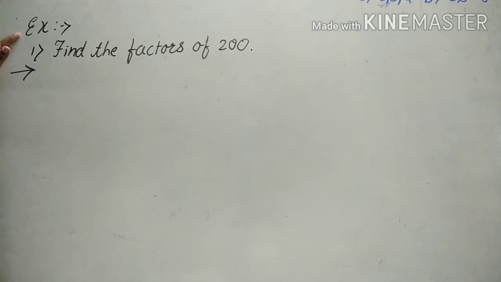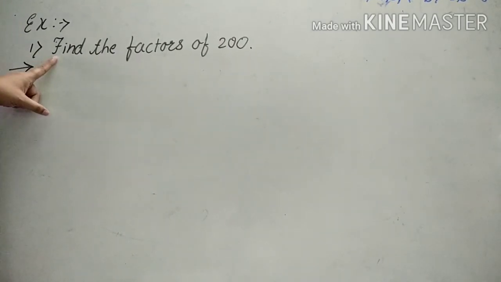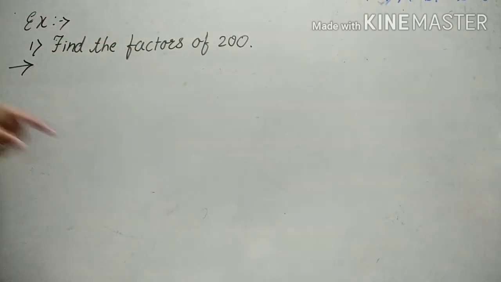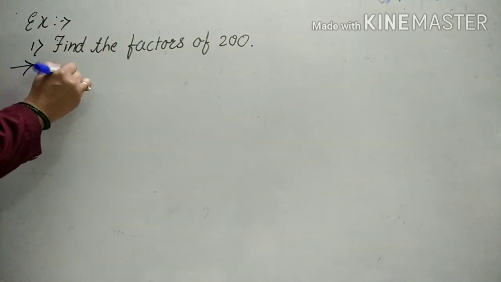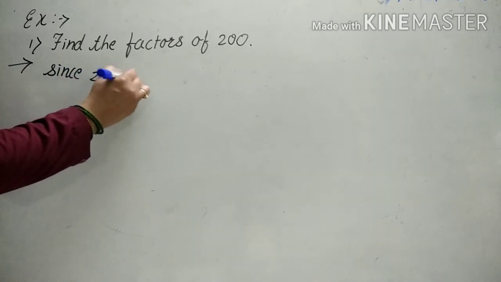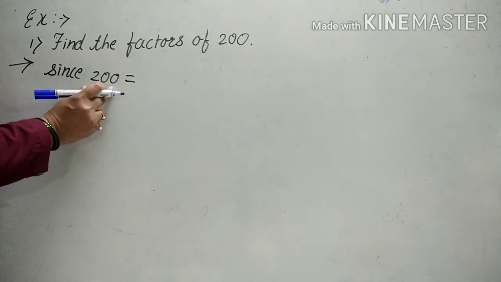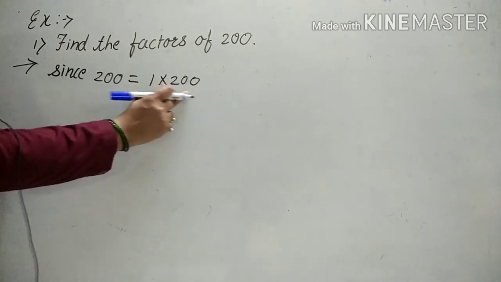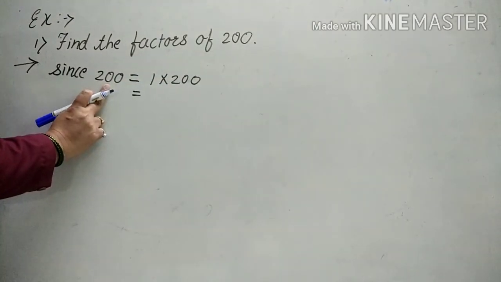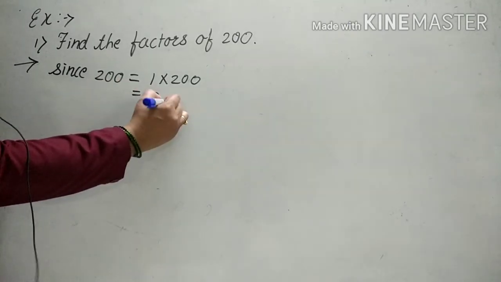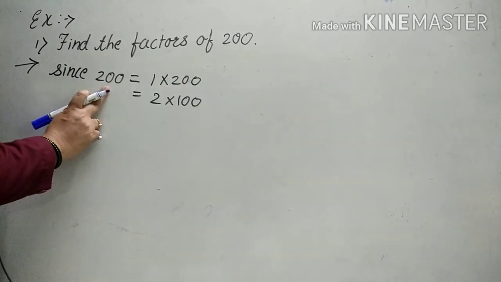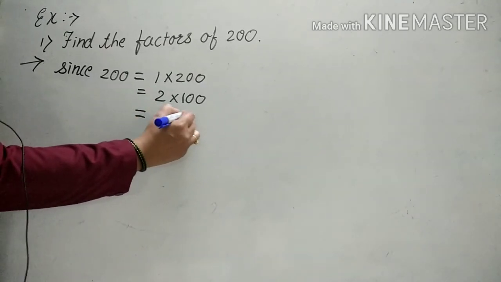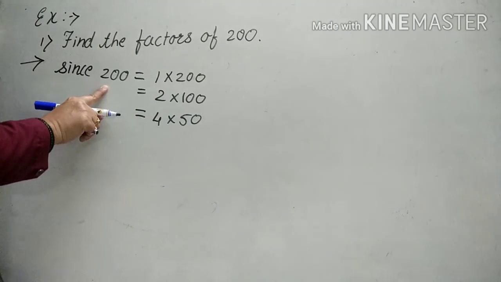Now let us solve one example for that. The question is, find the factors of 200. So let us find the factors of 200. So I have to find 2 numbers whose multiplication will be 200. So 200 ones are 200. 1 multiplied by 200 will give me 200. Now 2 multiplied by 100 is also equal to 200. Then 4 multiplied by 50 is also equal to 200.